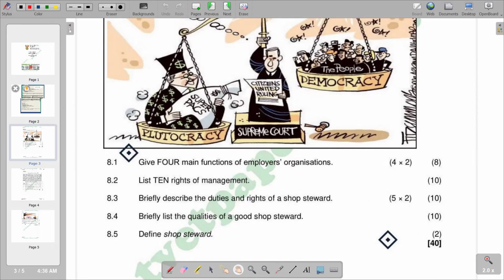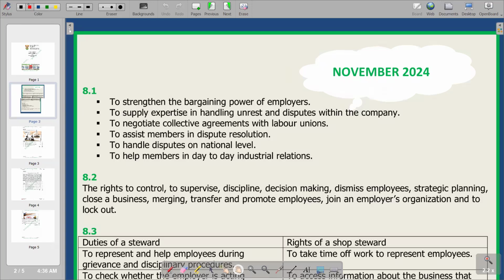But according to our other section, those functions are listed as follows: to strengthen the bargaining power of employers, to supply expertise in handling unrest and disputes within the company, to negotiate collective agreements with labor unions, to assist members in dispute resolution, to handle disputes on national level, and to help members in day-to-day industrial relations. So these are the factors that we have. But of course, according to the question, it requires you to raise 4 points.